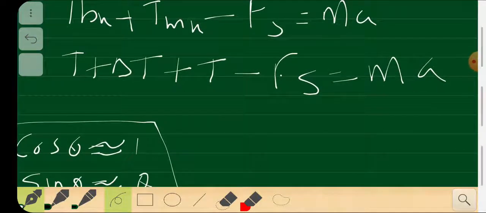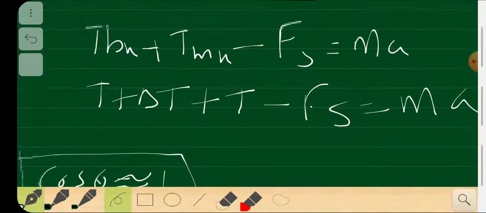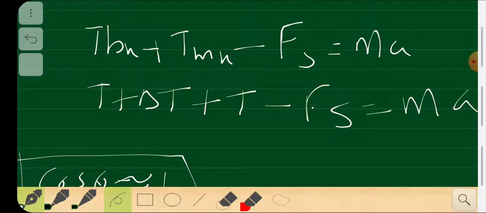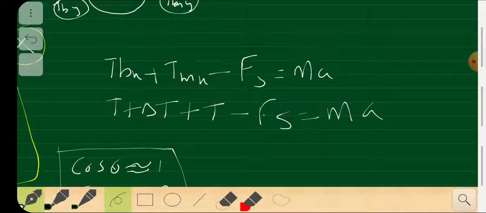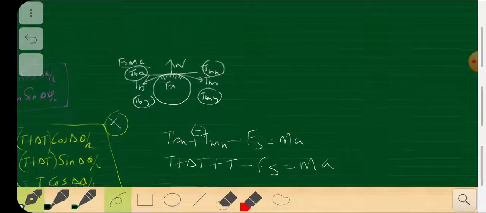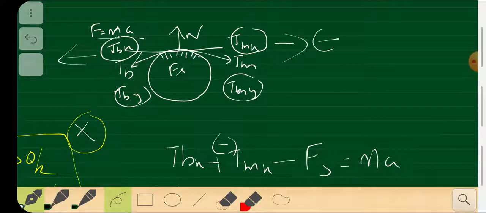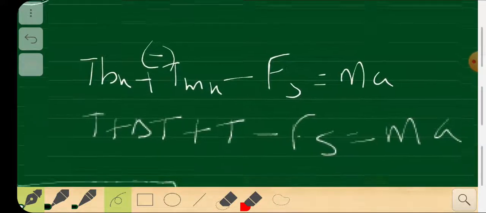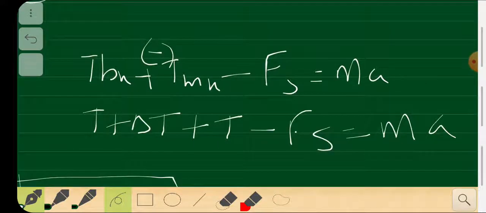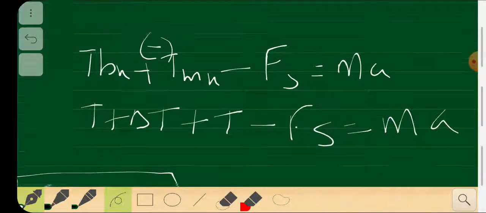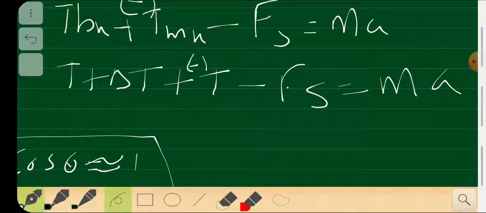Now, I'm sorry about one thing. I just forgot to put down the minus sign, right? So TMx will have a minus sign because they are both in opposite directions, right? TMx will be in this direction, TBx will be in this direction. So I'm taking this direction as negative. So you get TBx minus TMx. So that will be a minus sign here. Okay, so T and T cancel out.